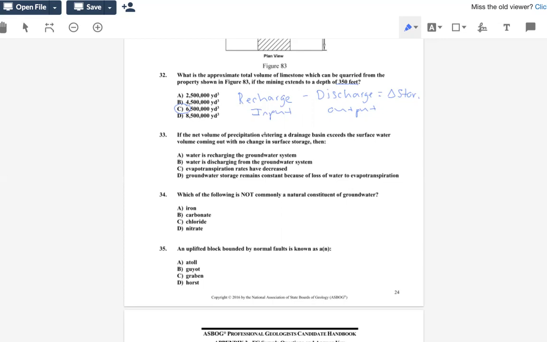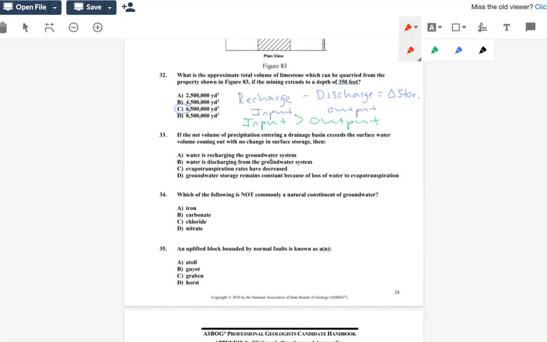Net volume of precipitation entering a drainage basin exceeds the surface water coming out. So what that says to me, I'll do this in a different color, is that we have input greater than our output. So let's start tackling the questions. Water is recharging the groundwater system. If input is greater than output, it most certainly is recharging the groundwater system. But maybe there's a better answer.